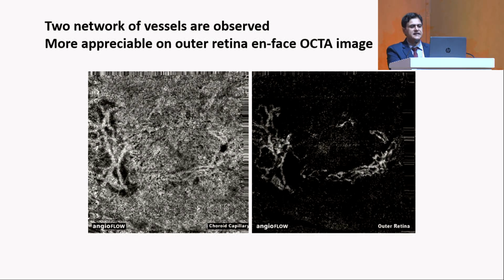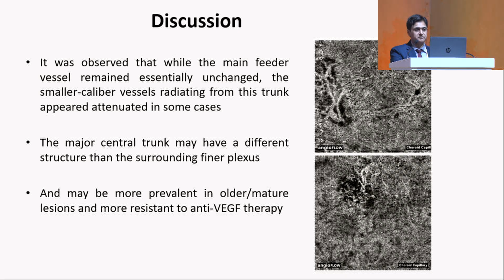So, this is another indistinct pattern which I could see on the outer retina and the choriocapillary layers. There are 2 vascular patterns, but this is not a well-defined pattern. As I just stated, the main feeder vessel usually remains the same even after treatment. However, the smaller vessels tend to get attenuated or shrink, and if they are increasing, that probably means the disease activity is increasing and coming back, and is an indication for treatment.